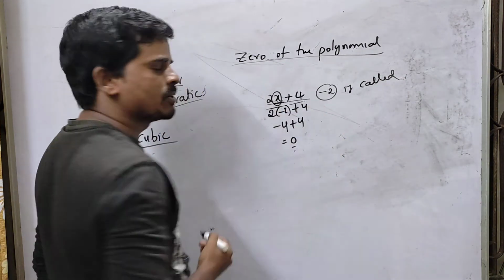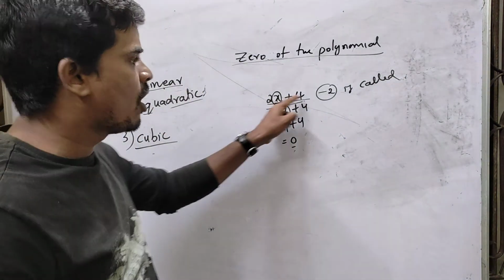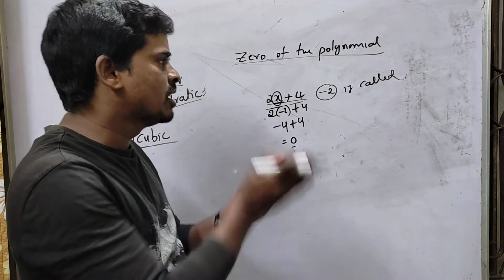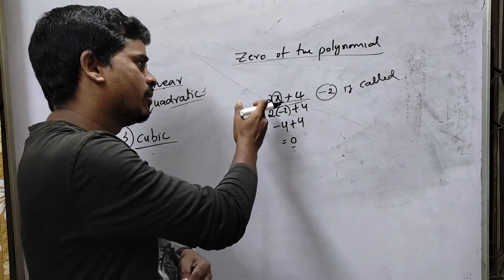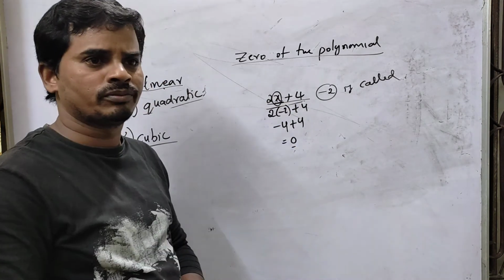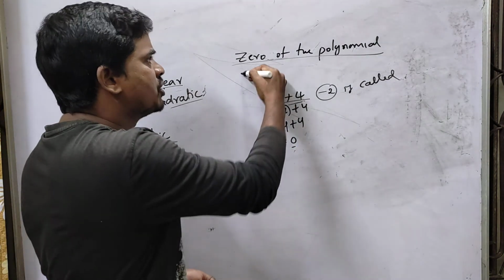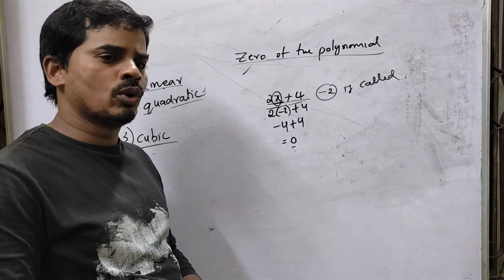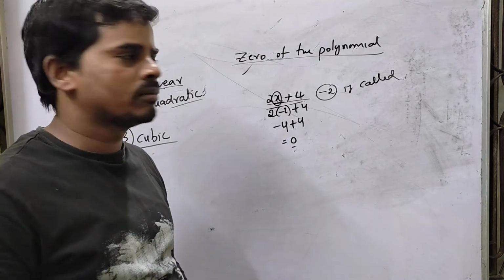the zero of 2x plus 4. That means for x equal to minus 2, we will get 0. So this is called the zero of the polynomial. So we can give the definition like this.